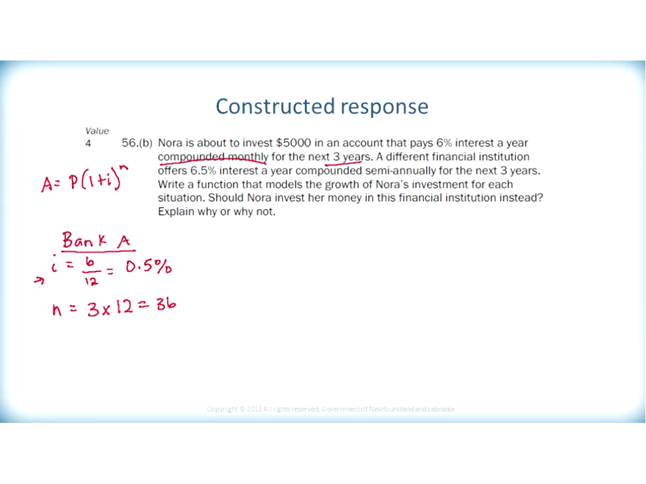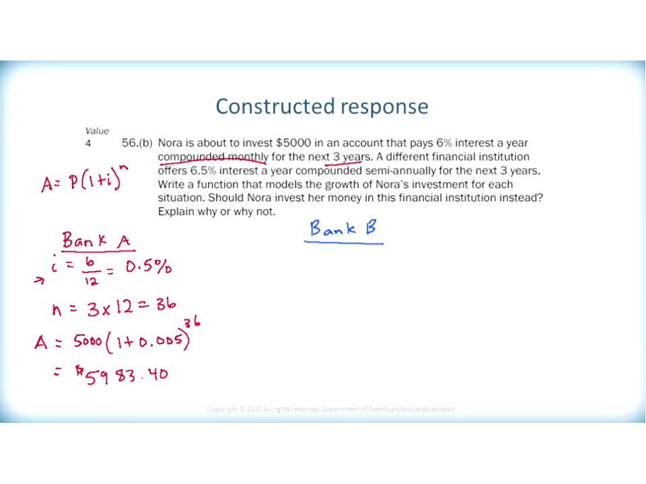When we calculate this, we get her future value will equal her 5,000 principal, 1 plus 0.005 to the power of 36. That is 0.5% as a decimal. And this will give us $5,983.40. That's what you'll get after the 3 years. Change colors here. Bank B, I'll call it.